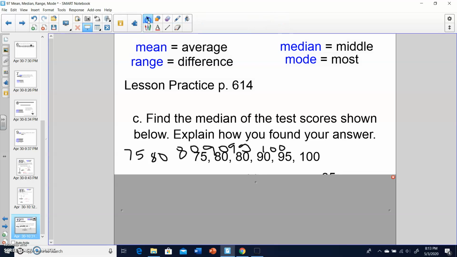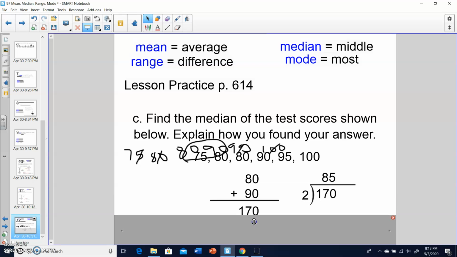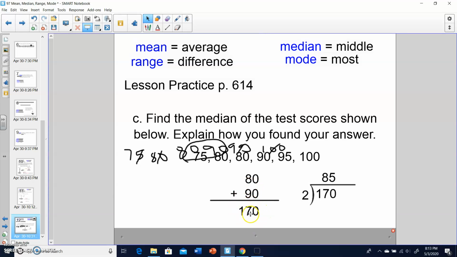If I find the middle of those numbers, I'm at 75 on this end and 100 on the other. I'm just going to find the middle: 80, 90. Now these two are both in the middle, which means I have to find the average of them. So I'm going to add them together and then divide by 2. 80 plus 90 is 170. Then 170 divided by 2, because there are 2 numbers, would be 85. So my median test score would be 85. Even though that's not one of her test scores, it would still be in the middle of the test scores she had. So the median is 85.